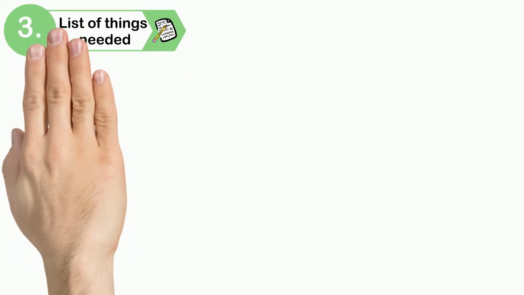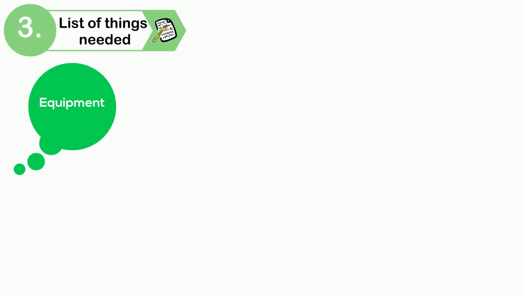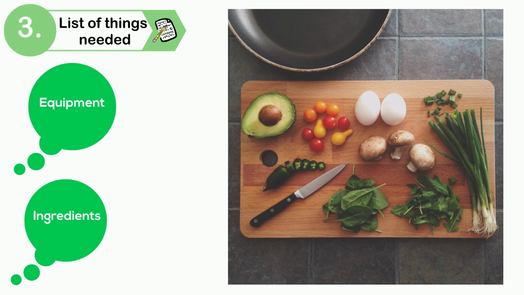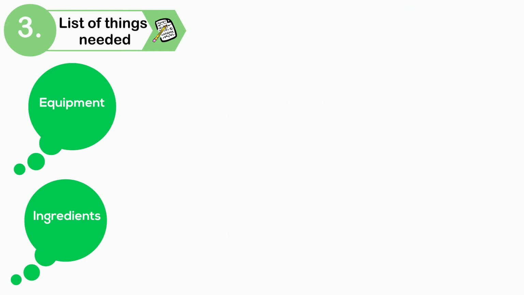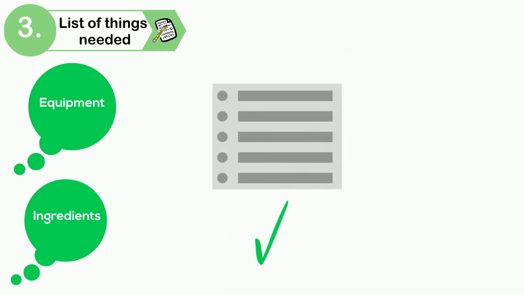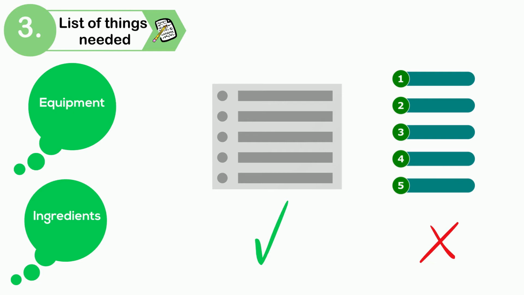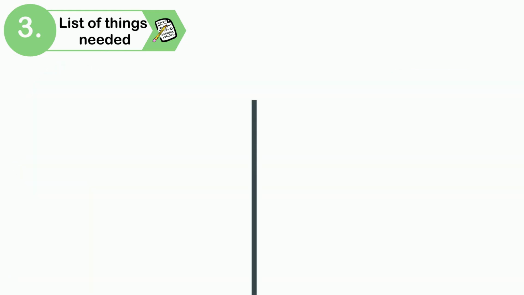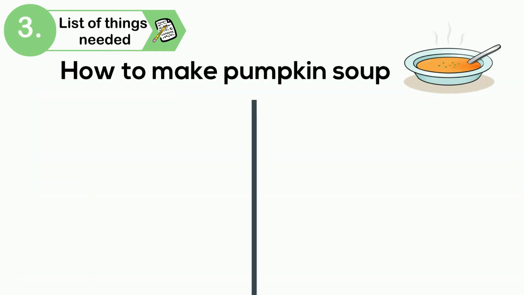List the things your reader will need, whether this is the equipment they will require or the ingredients they'll be using. This will enable them to have everything prepared before they begin. When listing them, it is a good idea to use bullet points rather than a numbered list. Take a look at what you would need to have to make pumpkin soup.